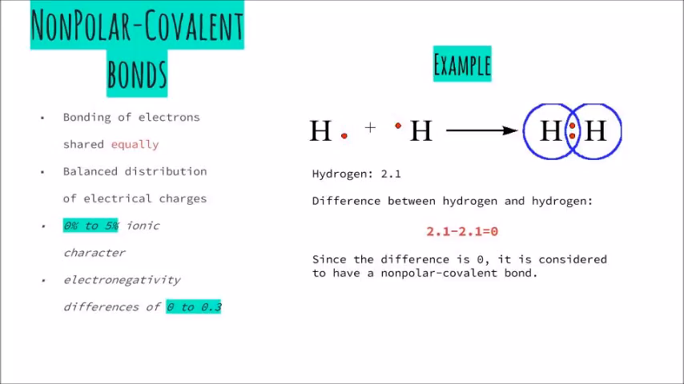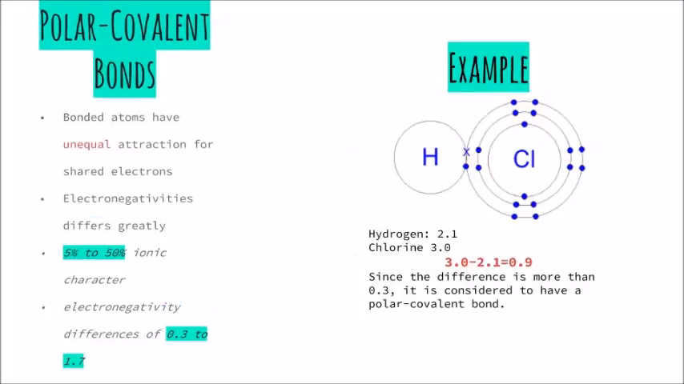For example, if somebody asked you what is the difference between hydrogen and hydrogen, you could tell them that since the difference is 0, it is considered to have a nonpolar covalent bond. Here's a quick tip on how to find the electronegativity differences. Basically, all you have to do is subtract the electronegativities.